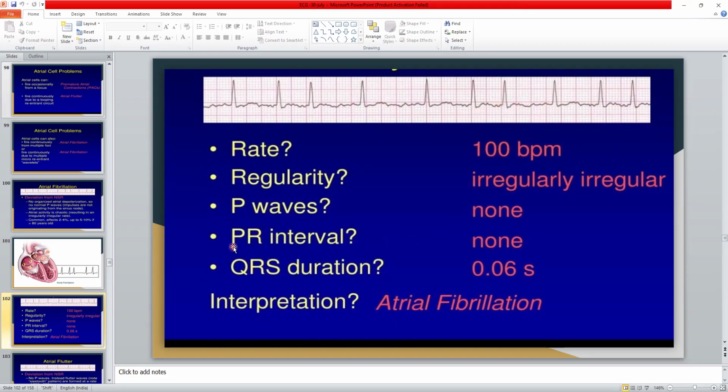Can you record the PR interval? No, because there is no P wave. So, you can't measure the PR interval. What about the QRS duration? QRS duration is around 0.06 seconds. So, this is the ECG showing atrial fibrillation. Remember here that in atrial fibrillation, there are no P waves and the rhythm is irregular, and you can't measure the PR interval.